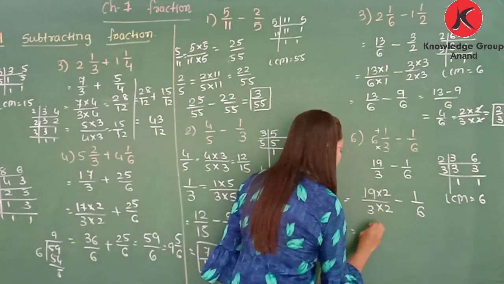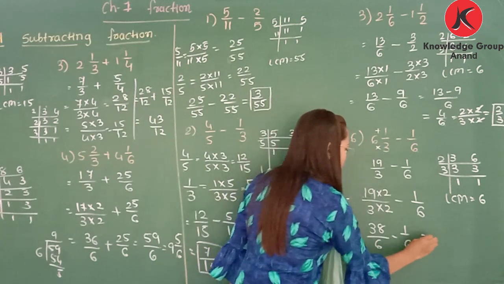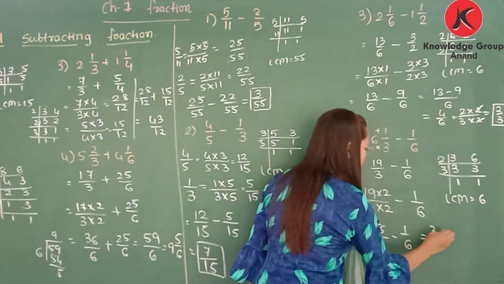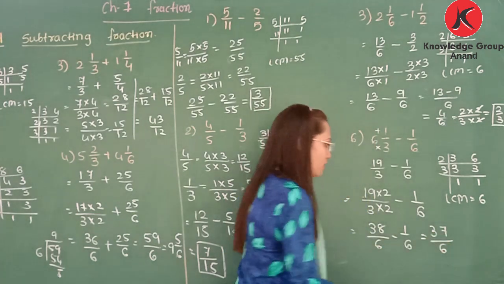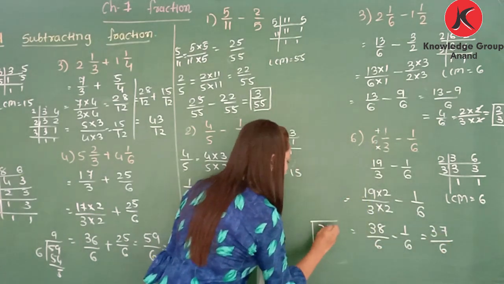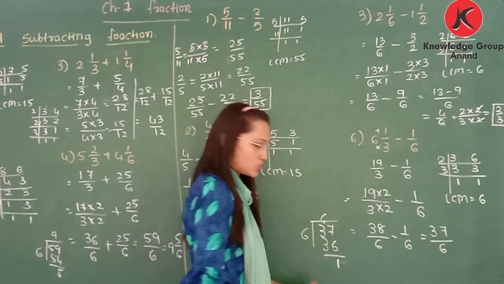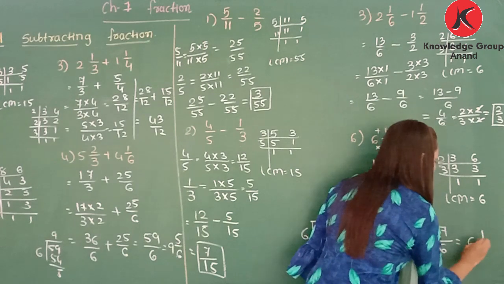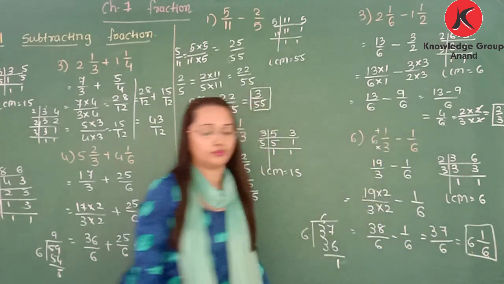Now 19 2s are 38 by 6 minus 1 by 6. So 38 minus 1, that is 37 by 6. You can convert this into a mixed fraction by dividing 37 by 6. 36. So remainder is 1. Write it clockwise. So it is 6 1 by 6. So this will be our answer.